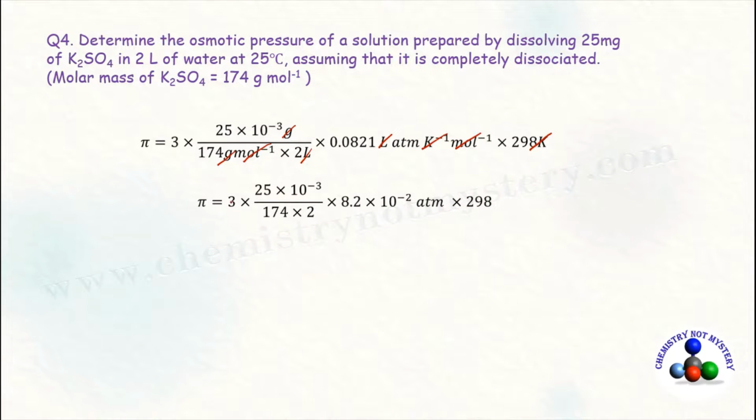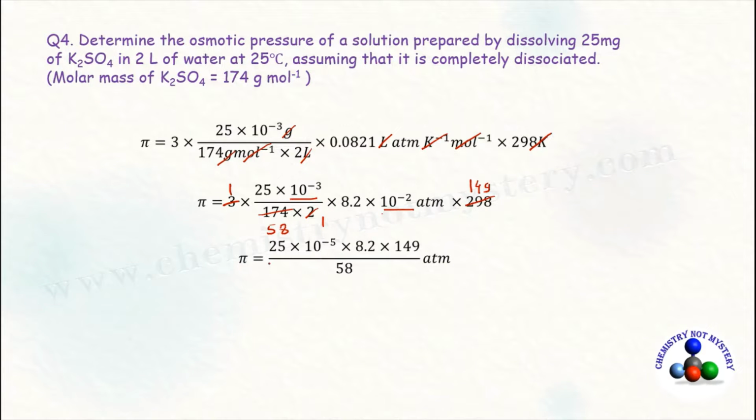Now simplify this equation. So here 3 ones are 3, and here you will get 58. When you cancel out 2, here you will get 149. When you multiply 10 raised to minus 3 and 10 raised to minus 2, you will get 10 raised to minus 5. So here you will get 25 into 10 raised to minus 5 multiplied by 8.2 into 149 divided by 58.